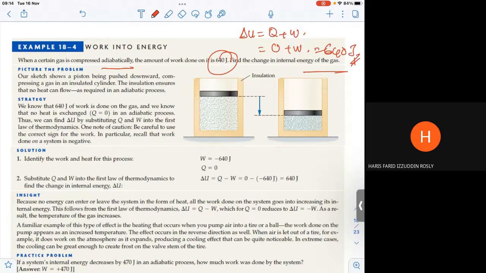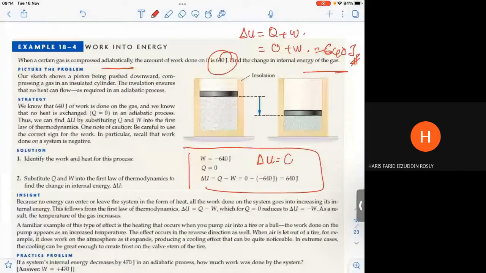Yeah, what I'm using is the textbook's equation, but according to this part, it is based on delta U equals Q minus W. So when Q becomes 0, it is 0 minus W, but W here they consider to be negative. 0 minus negative 640 becomes 640 joule. Okay, so that's how they did the adiabatic process.